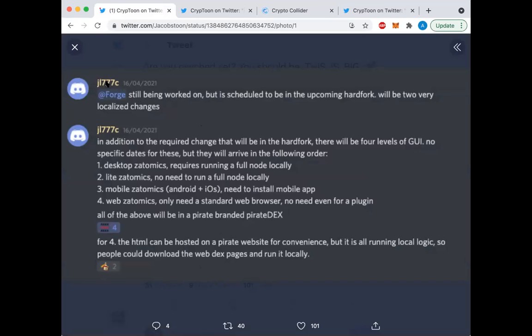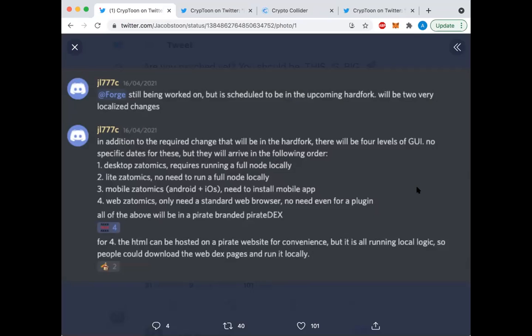Now, these are some quotes from JL777C here. He's just a simple C programmer, but he does know some things. And he says right here, in addition to the required change that will be in the hard fork, there will be 4 levels of GUI. No specific dates for these, but they will arrive in the following order.